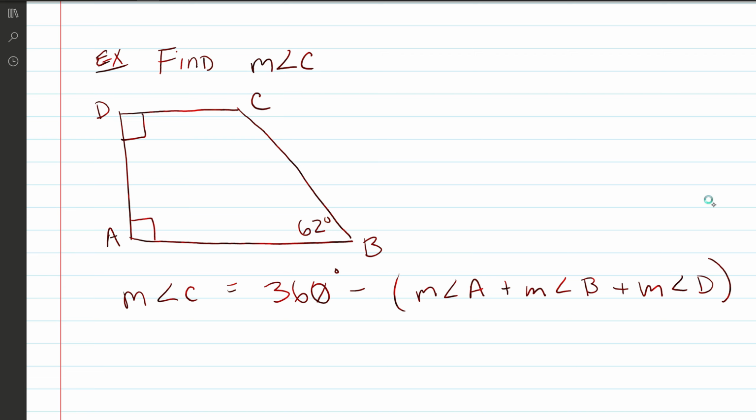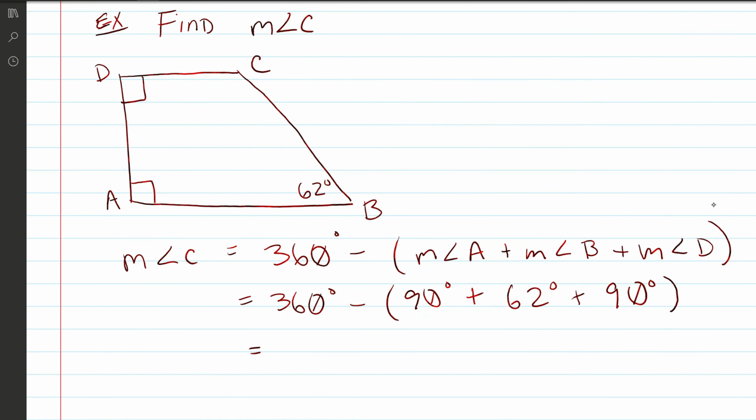Right? Since all four of the angles inside of this convex quadrilateral have to add up to 360, we can subtract all of the other ones that we do know from 360, and that'll leave us the one that we're looking for. So we get 360 degrees minus angle A, which is 90 degrees. We know it's 90 because it's marked 90 degrees with that box. And then the measure of angle B is given also at 62 degrees. And the measure of angle D is also marked with the right angle box as well for being 90 degrees.